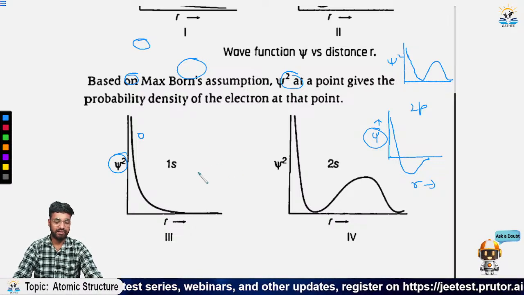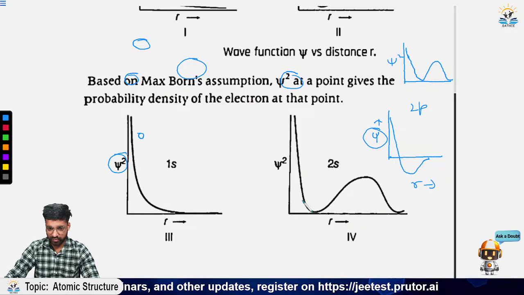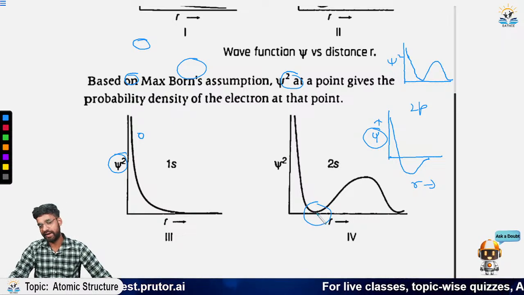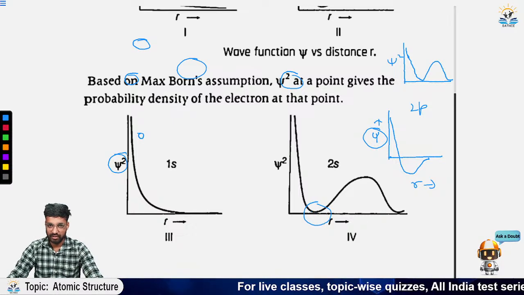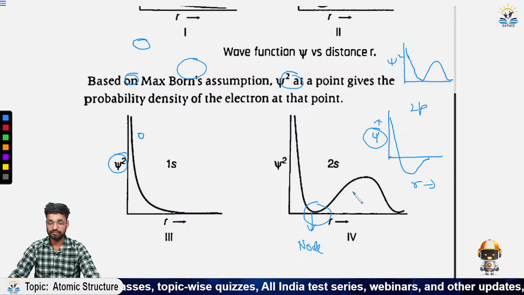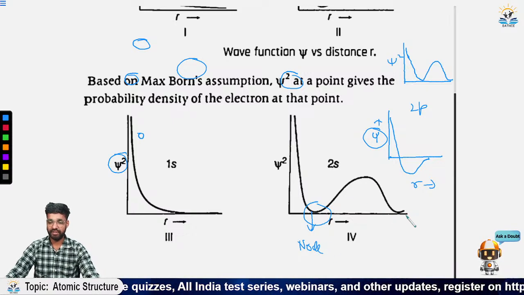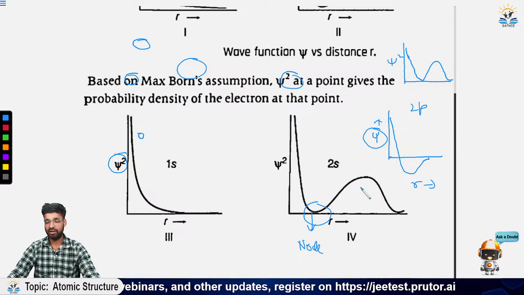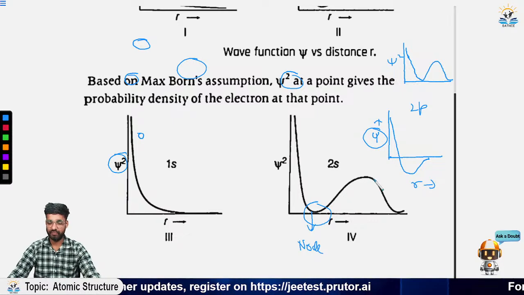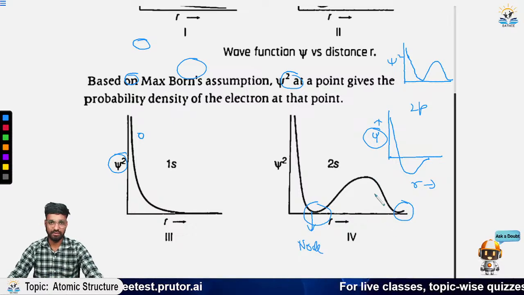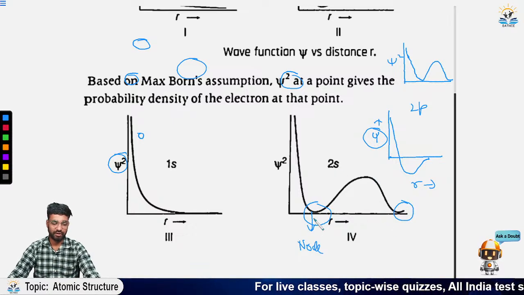Now we were discussing what are nodes. If you see this point here, this graph is going to a minima. It is having a minima, which means the probability of finding the electron is minimum here. So this thing is called a node. Again we have this thing here, but it is not significant. We will consider only those nodes which are before the maxima. After the maxima there is no significance for the node. So here it has one node.